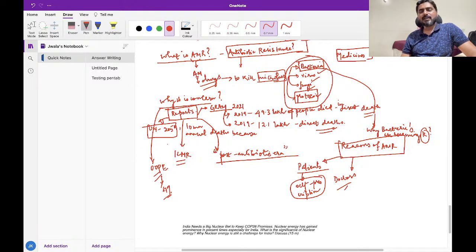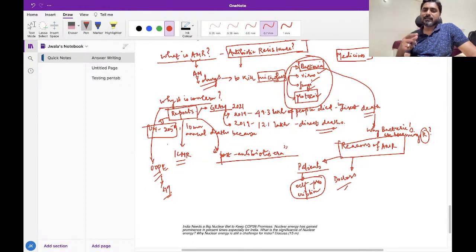Doctors are also in a way responsible. Nowadays they generally form a nexus with the pharma companies or your pharmacist shop, so they tend to prescribe antibiotics even when there is no need for that. It is not that all doctors do that, but there is definitely a nexus between some doctors, and they do this as a practice. So this is also a problem.